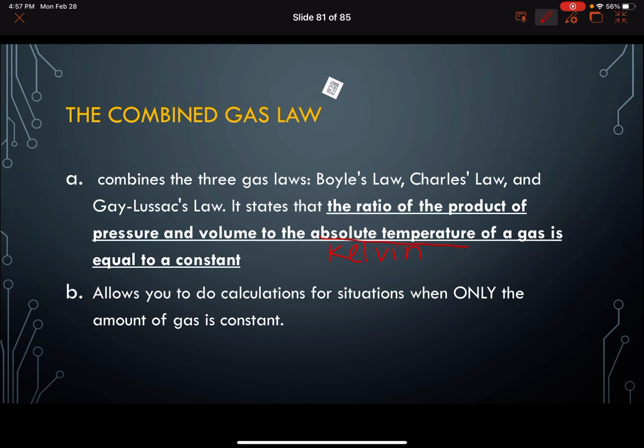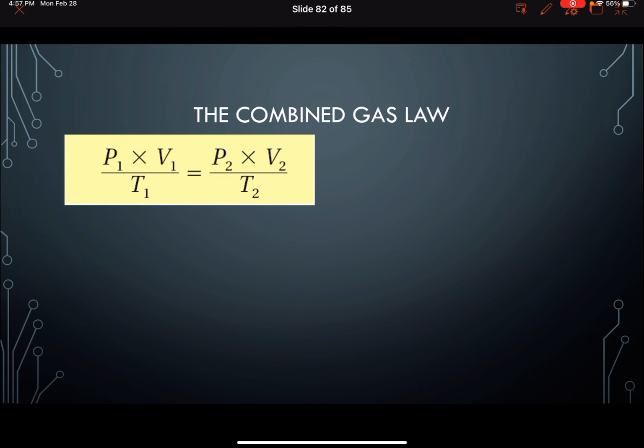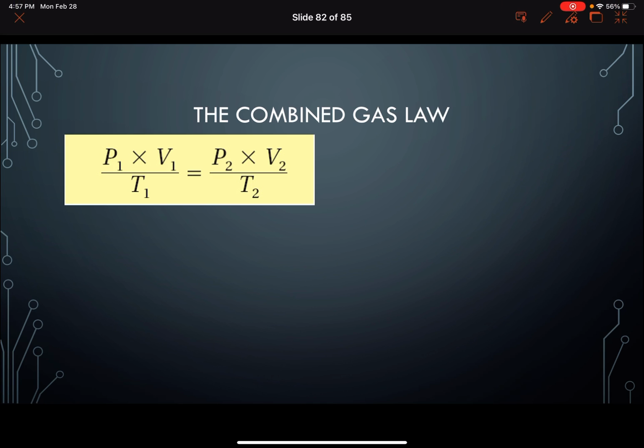Remember, 0 degrees Kelvin is absolute zero, so this is your absolute temperature, equal to a constant. This allows you to do calculations for situations when only the amount of gas is constant. Okay, so let's look at our formulas. We have pressure 1, volume 1, temperature 1, pressure 2, volume 2, temperature 2. We have 6 variables. We are going to have 6 different equations.